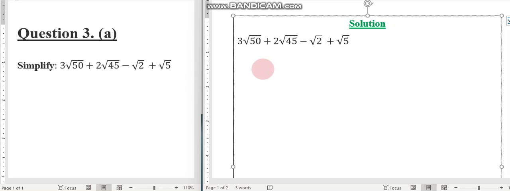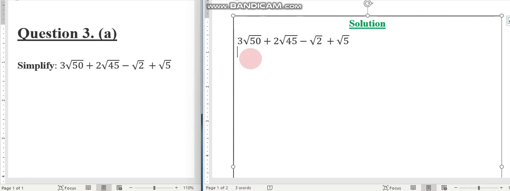In this tutorial, I'll be solving question 3A of the BECE Mathematics questions. As you can see on my screen, on the left hand side, the question is there: simplify 3 root 50 plus 2 root 45 minus root 2 plus root 5. So without wasting much time, let's get into it.